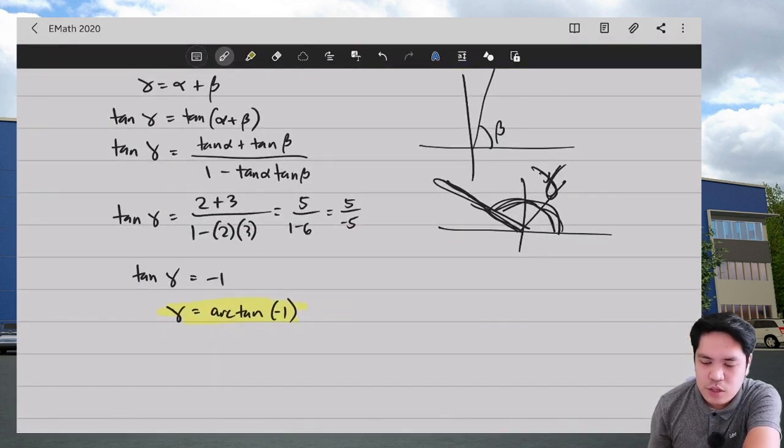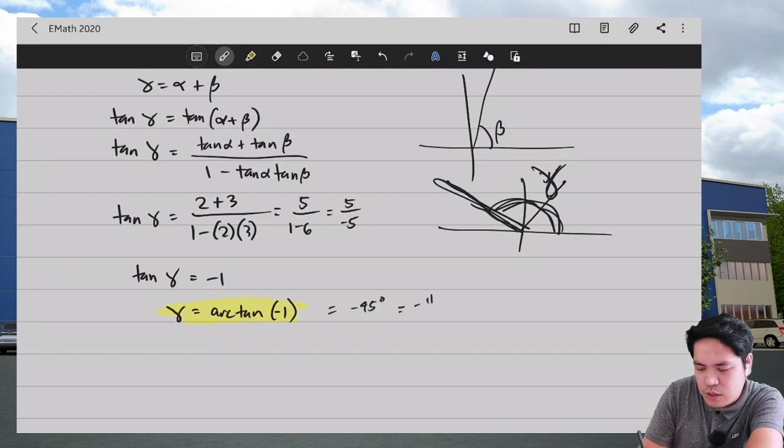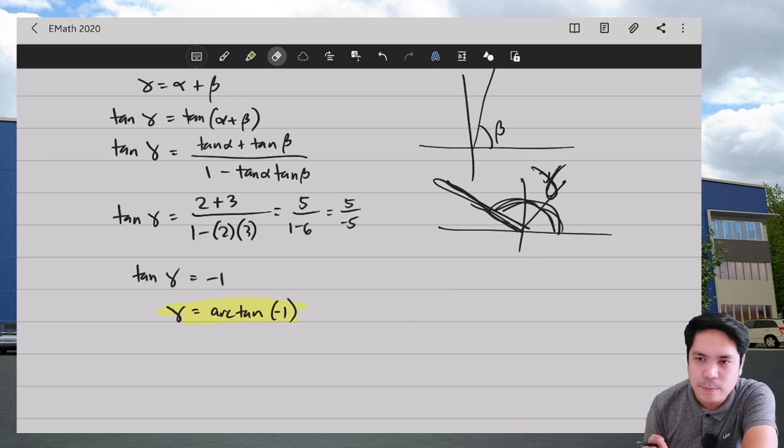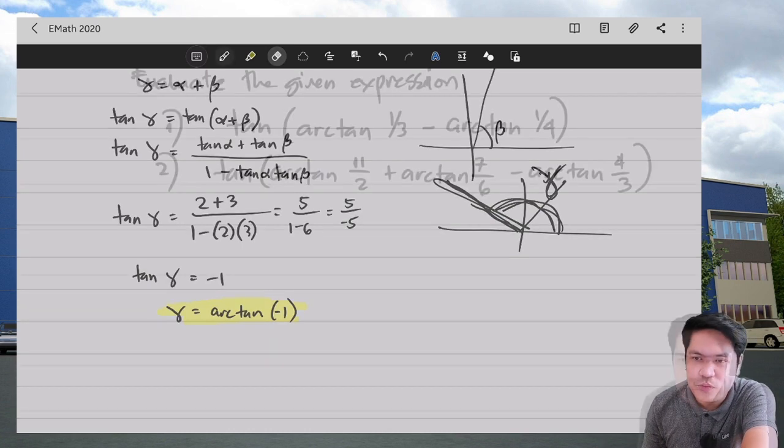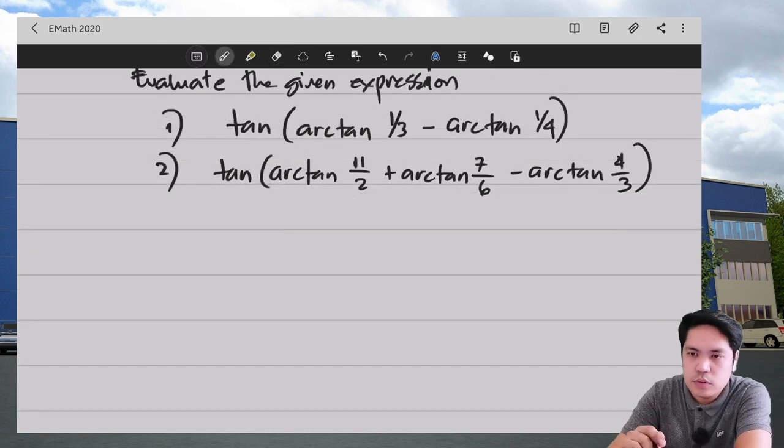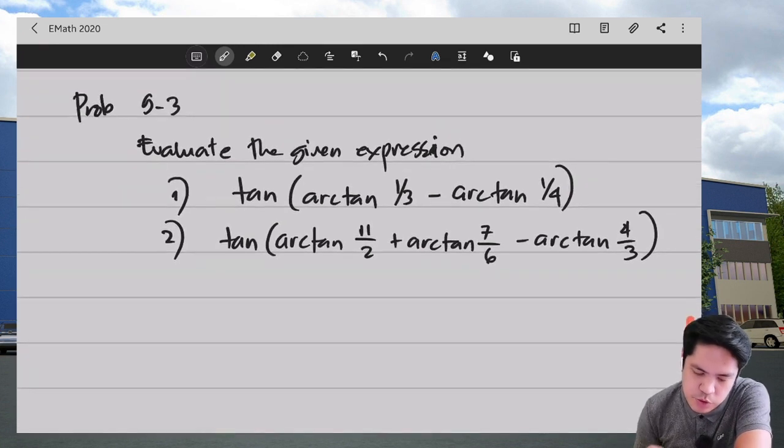So we cannot conclude hastily that this is equal to negative 45 degrees or negative pi over 4. We cannot do that right away. We need to look at the situation first. Inverse trigonometric functions are a bit confusing. Okay, let's proceed to our next problem.